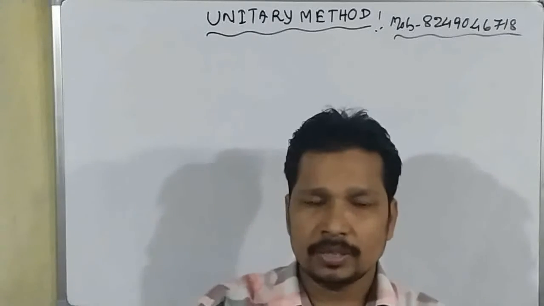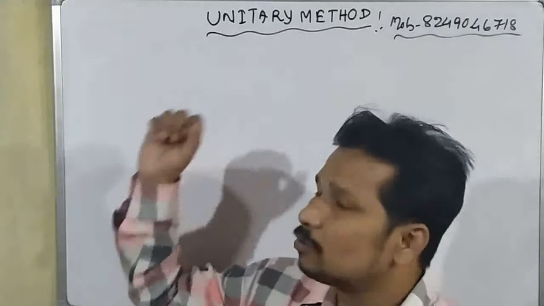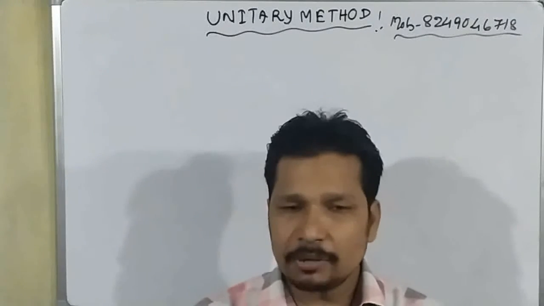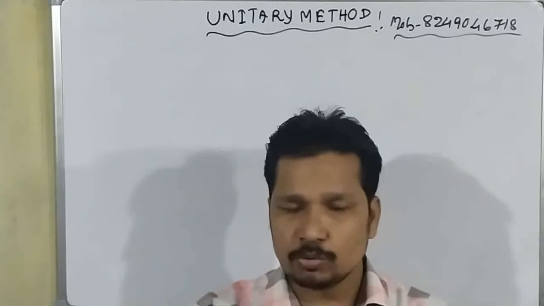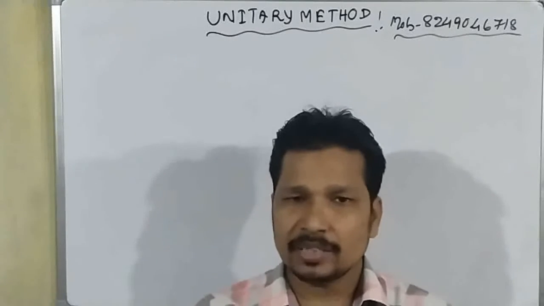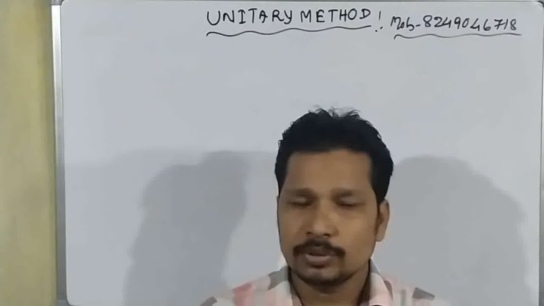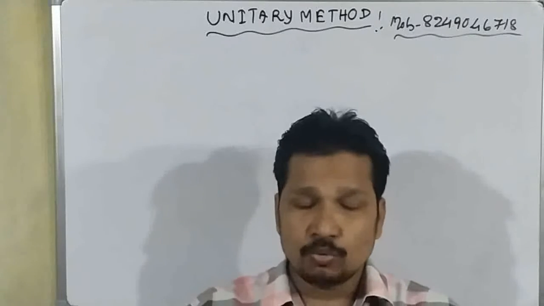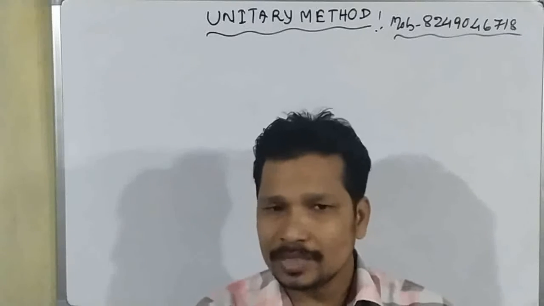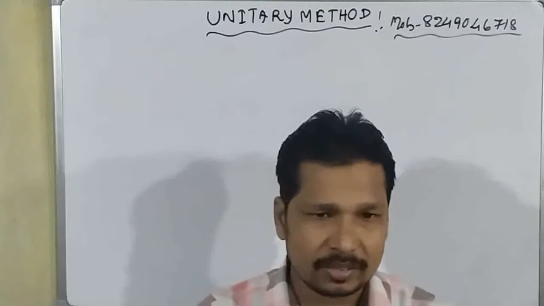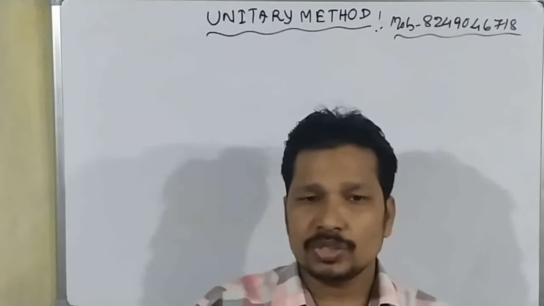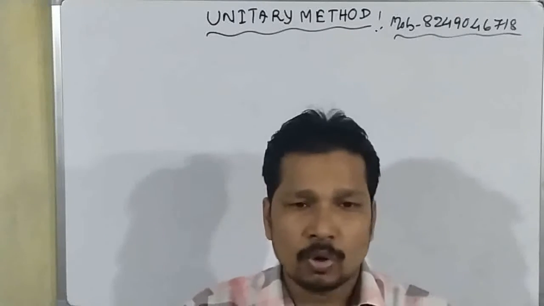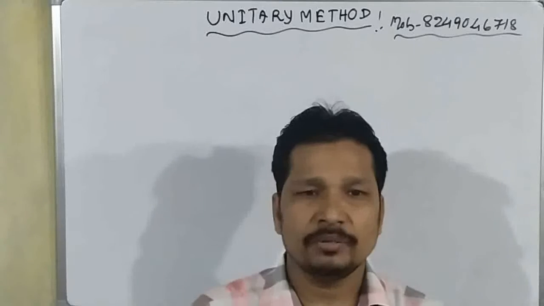So first of all, we will clear the fundamental thing about unitary method. What is the meaning of unitary method? Unit means one. That means the unitary method is the method to find out the value of unit things. When we find out the value of one thing, that is known as the unitary method. That means the method in which we find out the value or the cost of one thing is known as unitary method.